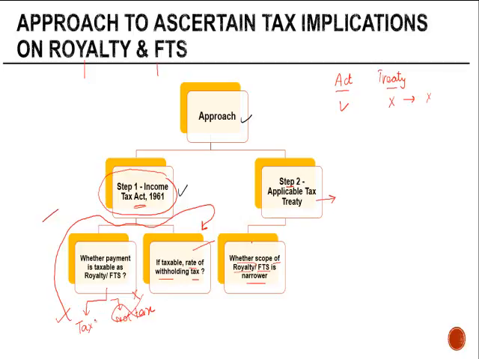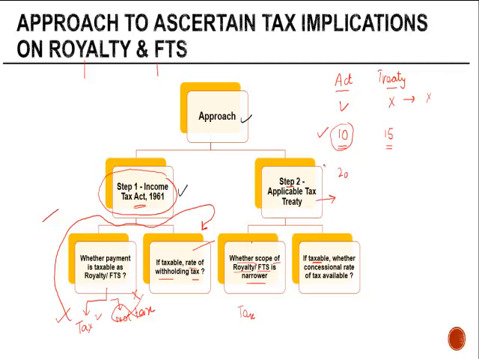But if the income is taxable both under the Income Tax Act as well as the treaty, the next thing I need to do is I need to see what is the tax rate for this payment under the treaty. I give you an example to say that the rate under the Act could be 10 and 20. Suppose the rate under the treaty is 15%. When I compare 10 to 15, obviously the tax rate of 10 is more beneficial.